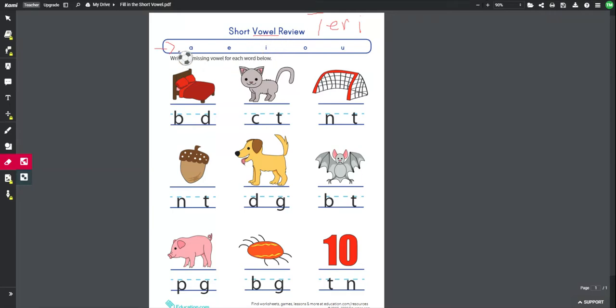A vowel is in the alphabet, and we have 5 vowels in the English language. They are A, E, I, O, and U. A short vowel makes one sound. So it goes a, e, i, o, u. The remaining letters in the alphabet are the consonants. Today we're only talking about vowels.